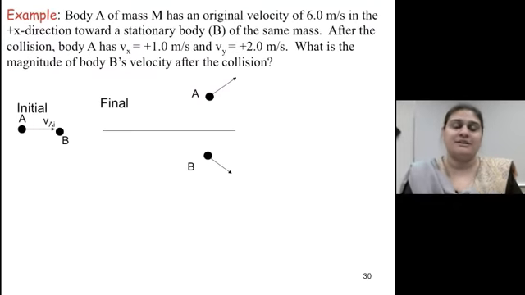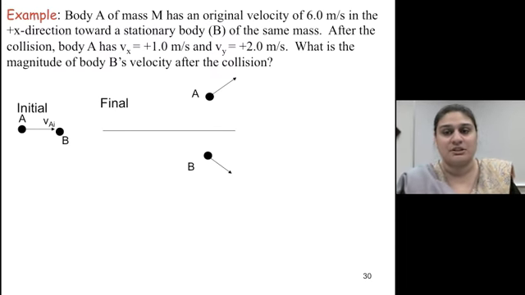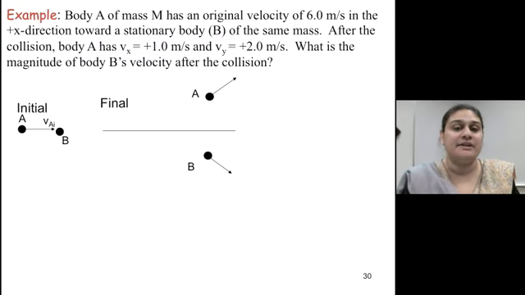So now let's take the situation where we have two-dimensional motion. A body A of mass m has an original velocity of 6 meters per second in the positive x direction towards a stationary object of the same mass. After the collision, the body A has Vx of plus 1 meter per second and Vy of plus 2 meters per second. What is the magnitude of the body B's velocity after the collision?